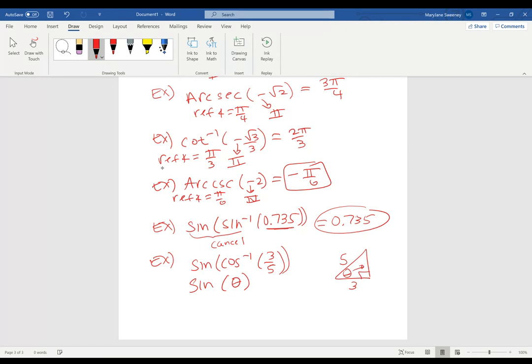Sine is opposite over hypotenuse, so I have to find the opposite side. Well, this is a right triangle, so we would do a squared plus b squared equals c squared. Or if you know your Pythagorean triples, then you already know that that's going to be 4. So now sine is opposite over hypotenuse, so my answer would be 4/5. All right, that's it for the day 2 inverse trig review.